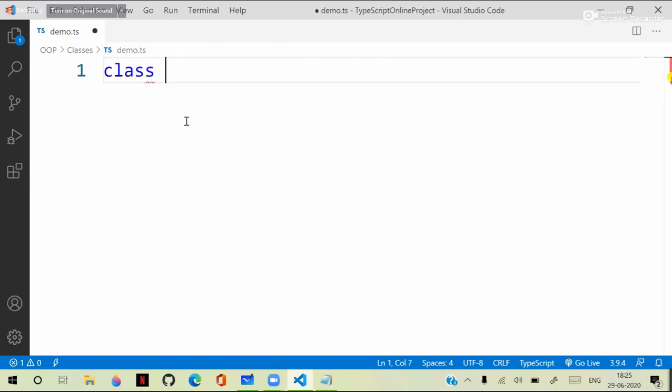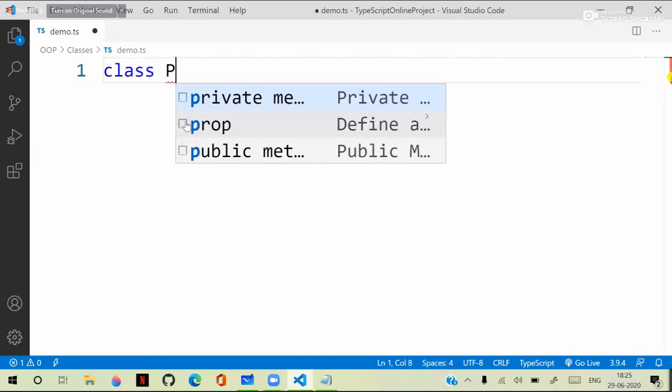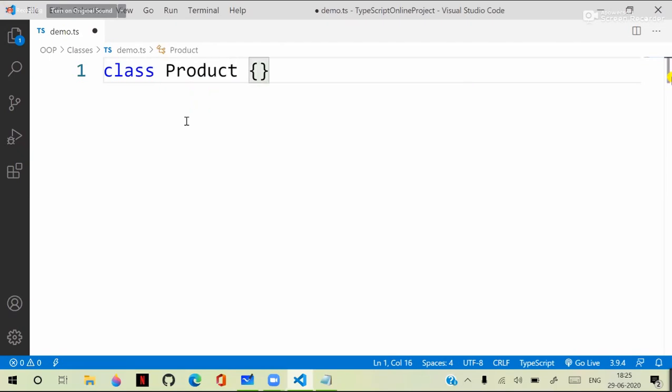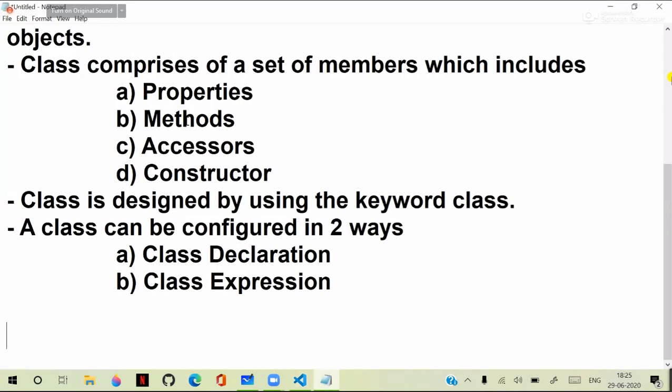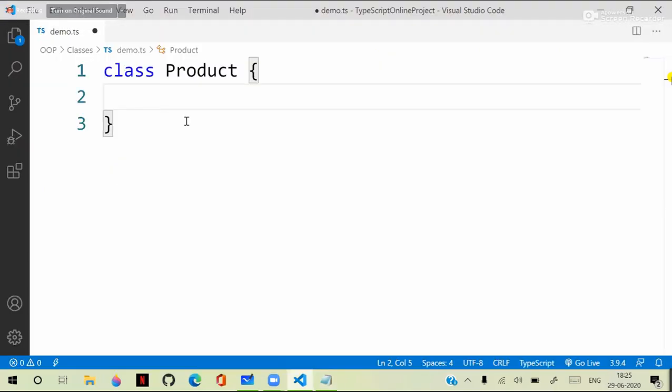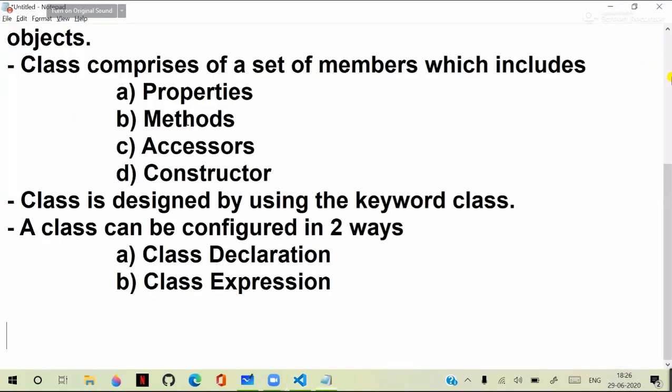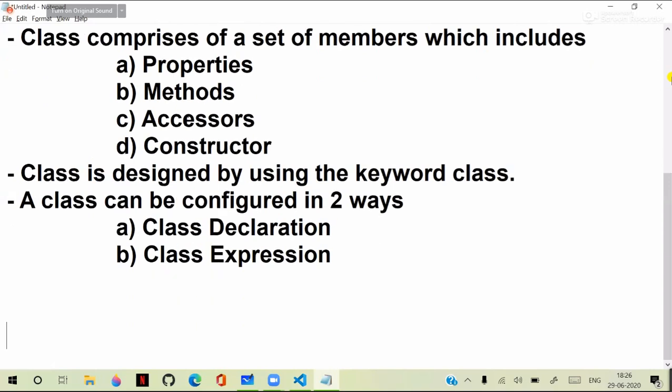Class and class name, so some product, that is the class name, and its members. That means the members are encapsulated. So this is actually a class declaration. A class has two configurations: one is declaration, another one is expression. Class declaration.